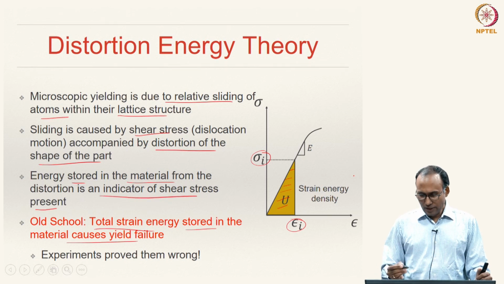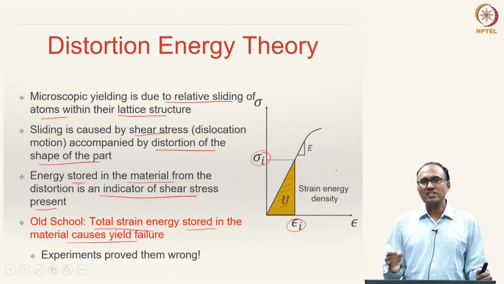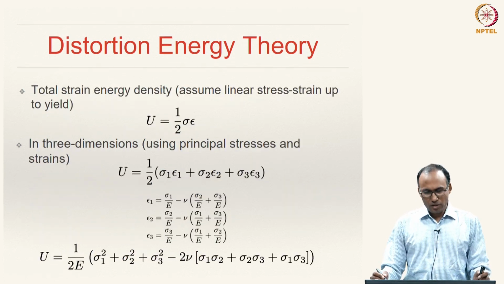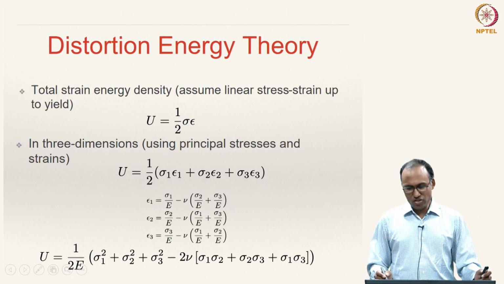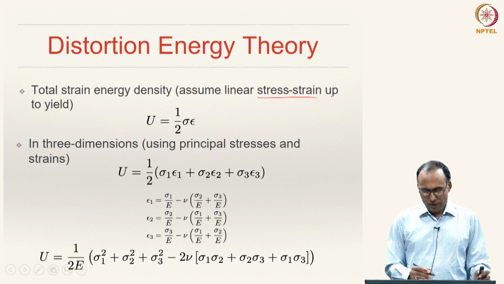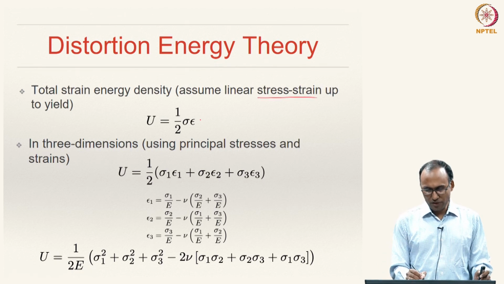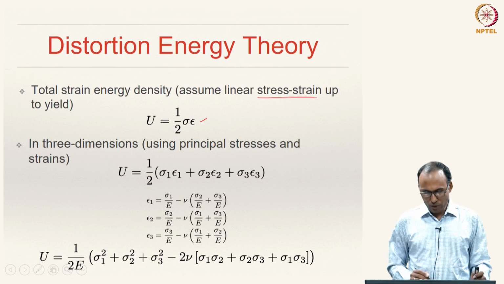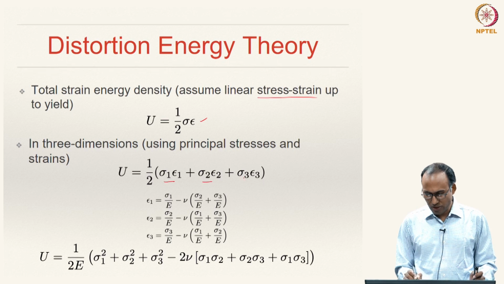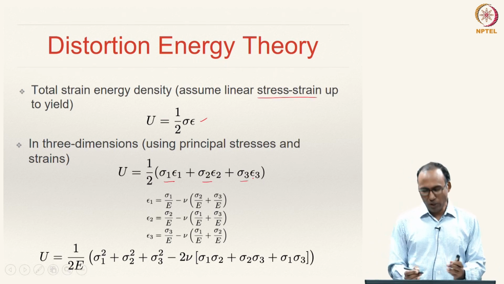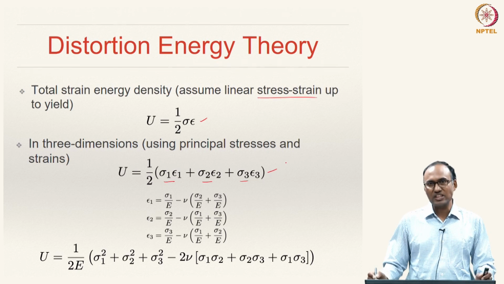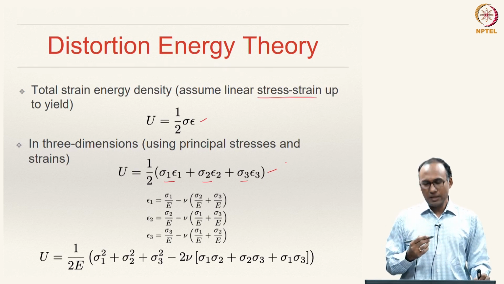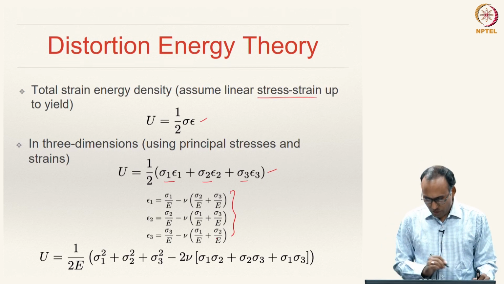They saw that it is actually not the total strain energy that is responsible for the plastic deformation. The total strain energy density, assuming a linear stress-strain relation up to yielding, is 1/2 sigma times epsilon for a one dimensional case, but in full 3D you can write that as half of sigma 1 epsilon 1 plus sigma 2 epsilon 2 plus sigma 3 epsilon 3. It is good to work in the principal frame of reference so that it is much easier to write this expression, right.